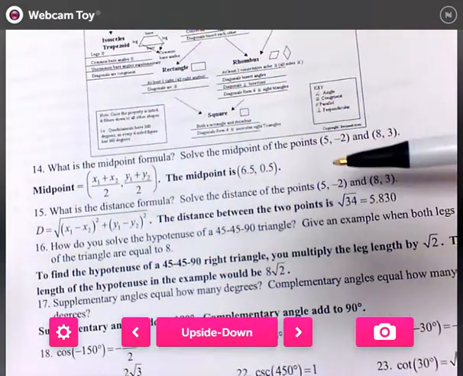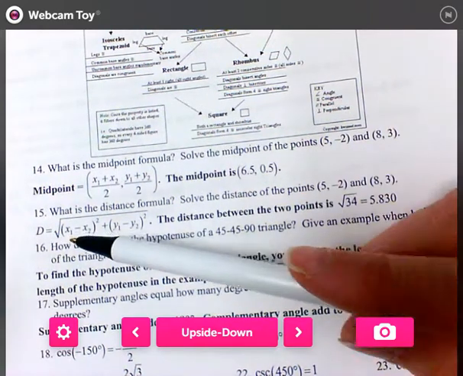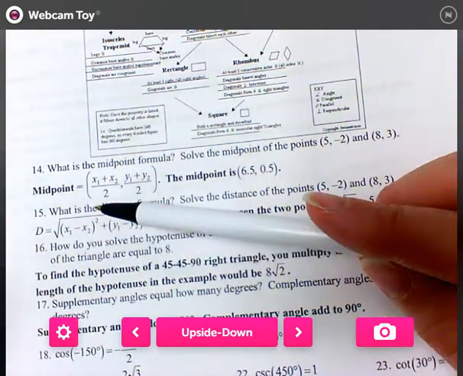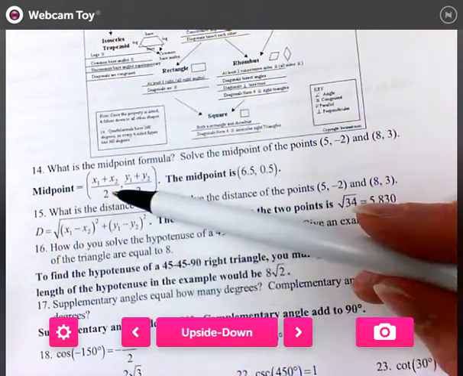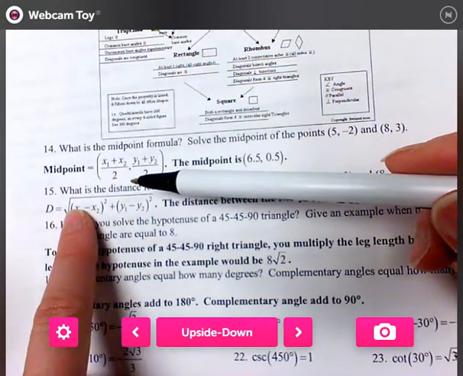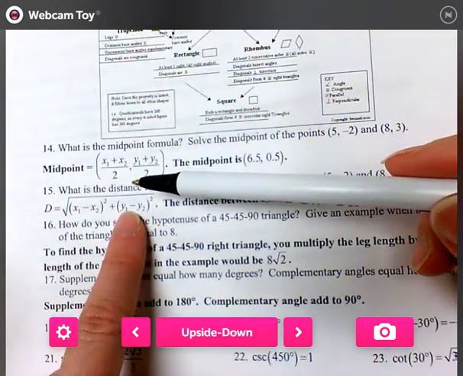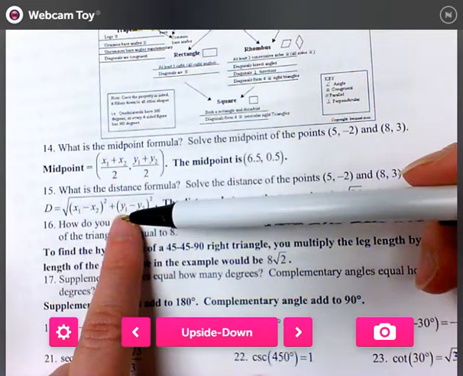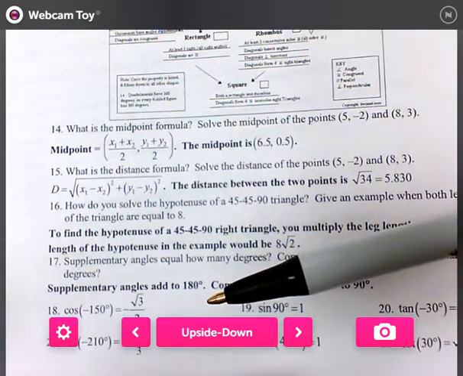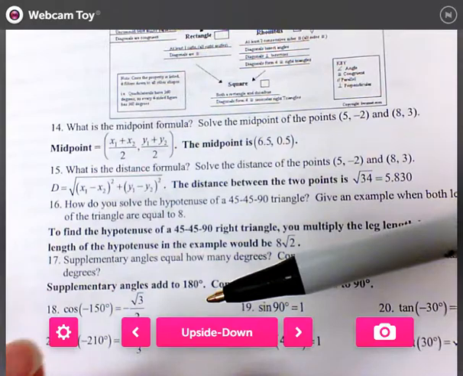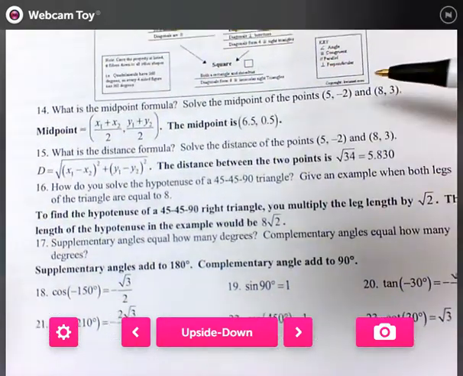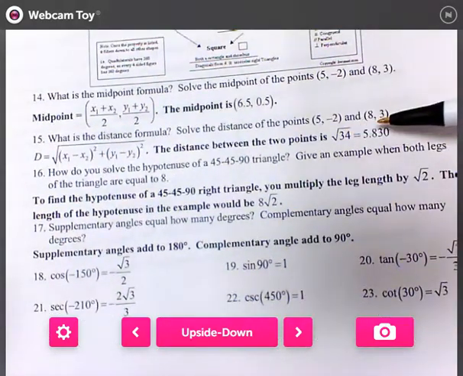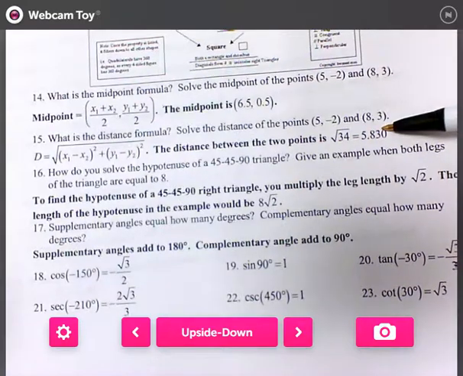Number 15, the distance formula is the square root of (x1 minus x2) squared plus (y1 minus y2) squared. Does it matter if the y's come first or the x's come first? No, because it's addition, it doesn't matter. Like, 3 plus 4 is the same as 4 plus 3, right? Okay. The distance is the square root of 34, or 5.830.